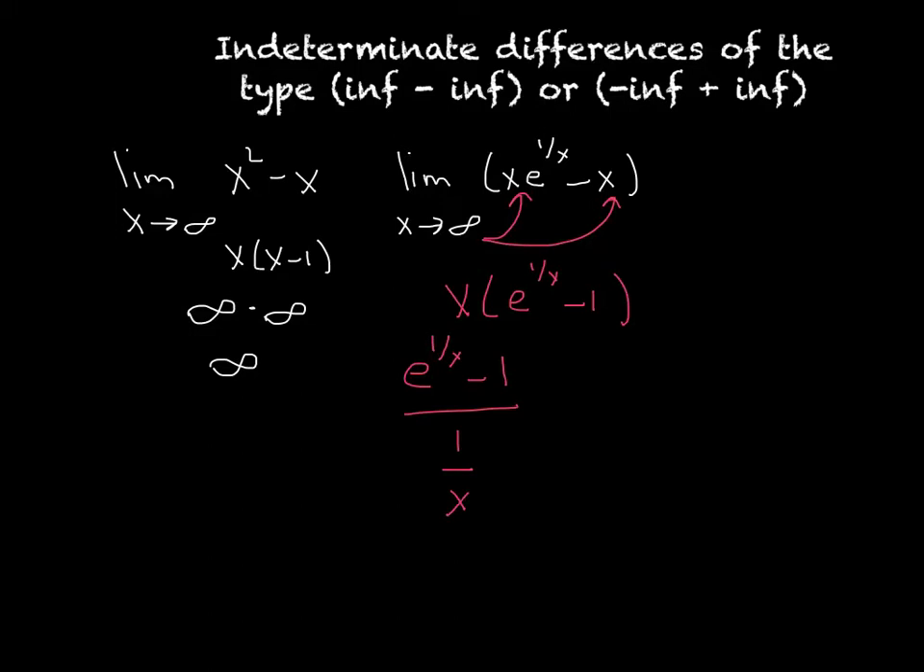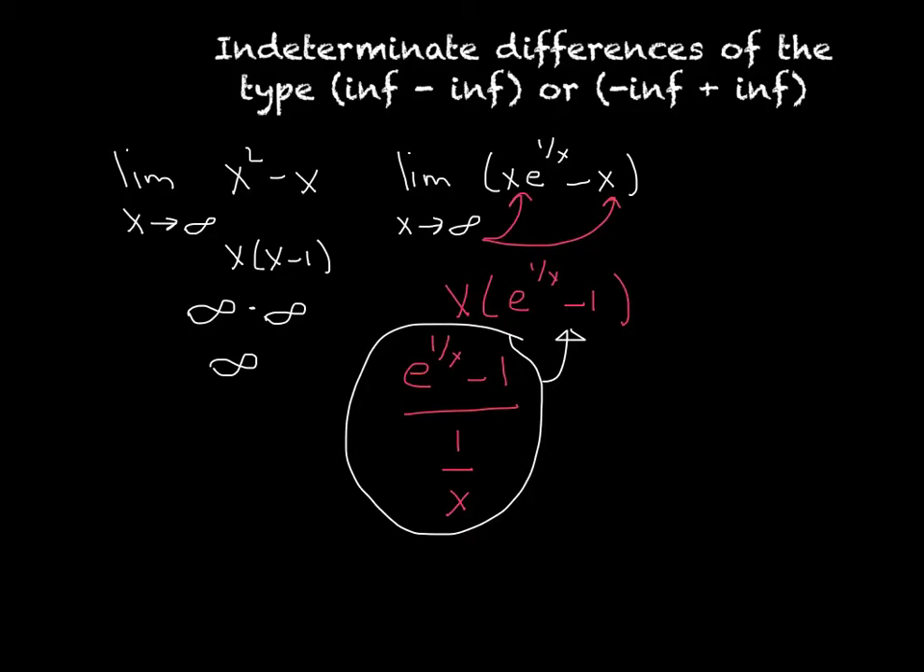I want to make sure that you understand that this is the same as this. If I were to multiply top and bottom by x, it would cancel out the x's on the bottom, and it would put the x right back on top. So that is the same thing. So I'm just going to erase that, and we're going to work from here.